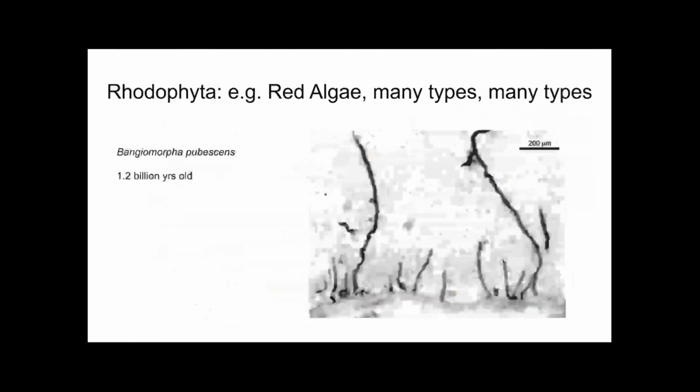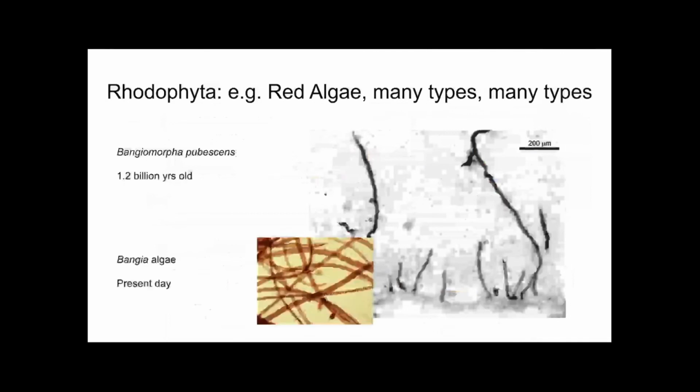Red algae are a very, very old lineage, and some of them haven't changed almost at all. Here we have an example of a fossil from 1.2 billion years ago, and this is Bangiomorpha pubescens. Here is a Bangia algae today, and you can see that superficially, or morphologically, they appear almost indistinguishable.